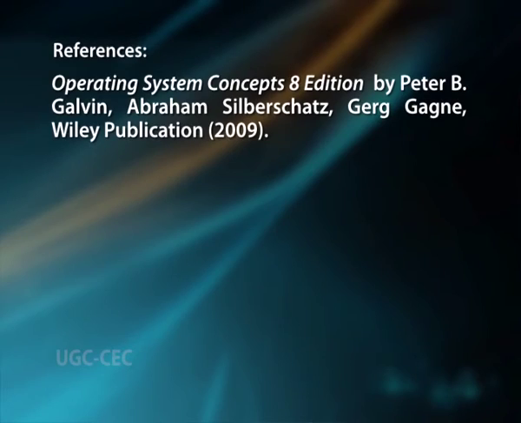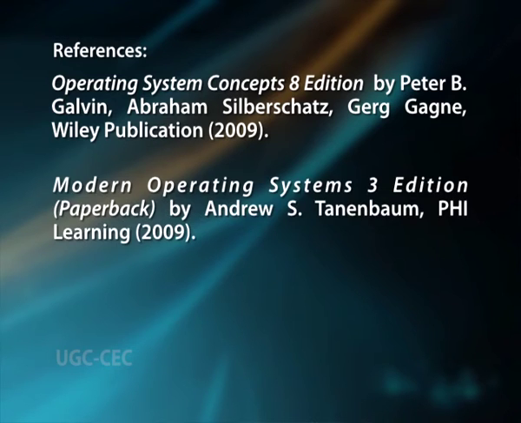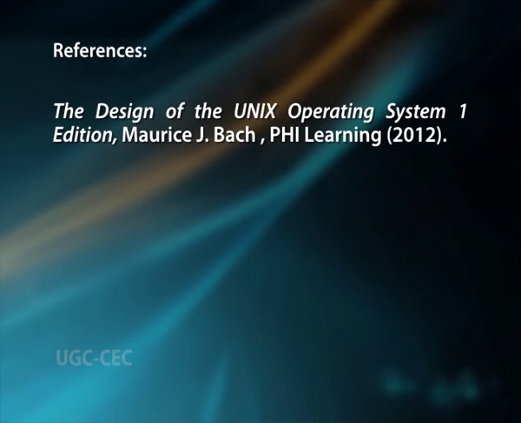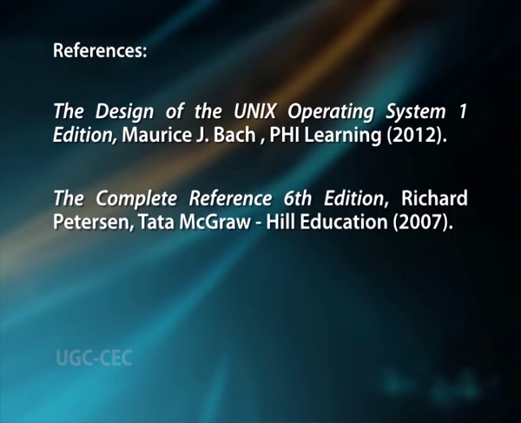The following are some books and websites for your reference. Operating System Concepts, 8th edition, by Peter B. Galvin, Abraham Silberschatz, Greg Gagne, Wiley Publication 2009. Modern Operating Systems, 3rd edition, by Andrew S. Tanenbaum, PHI Learning 2009. Operating System Principles, 7th edition, Abraham Silberschatz, Greg Gagne, Peter Galvin, Wiley Publication 2006. The Design of the Unix Operating System, 1st edition, Maurice J. Bach, PHI Learning 2012. The Complete Reference, 6th edition, Richard Petersen, Tata McGraw-Hill Education 2007.